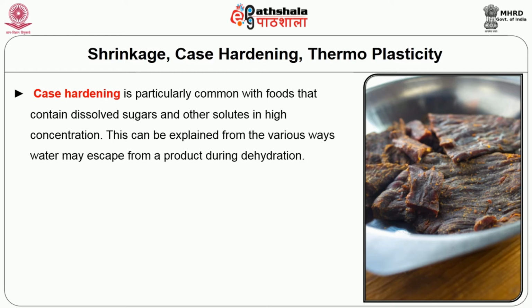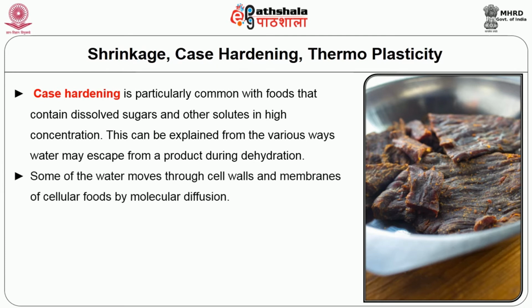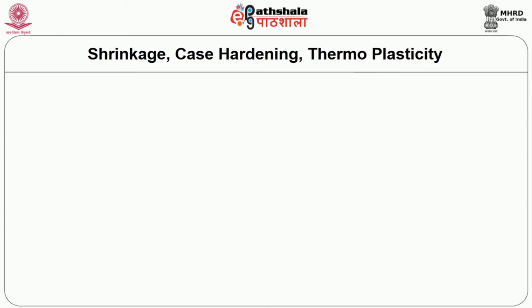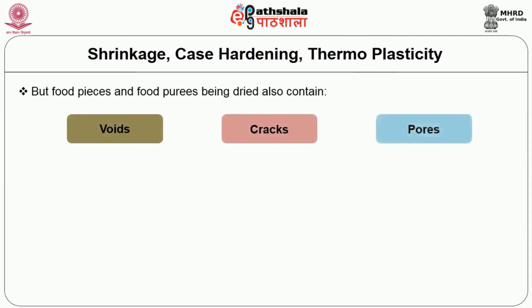This can be explained from the various ways water may escape from a product during dehydration. Some of the water moves through cell walls and membranes of the cellular foods by molecular diffusion. If the membranes are highly selective against solutes, the water will leave dissolved substances behind. Also, water may be heated to water vapor within a food piece and escape as a water vapor molecule free of solute.